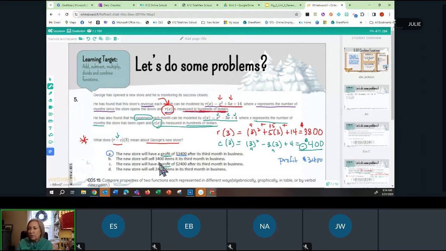B says the new store will sell 3,400 items. No, this is not about items at all. Nothing in this problem has told me about items. It can't be B. C says the new store will have a profit of $2,400. That's there just to make sure you subtracted correctly. Okay, C is a good answer, but it's not correct. And then the last one, D says the new store will sell 24 items. Didn't say anything about the number of items. It just said X is the number of months that George has his business, and R of X and C of X is the number of dollars in hundreds.